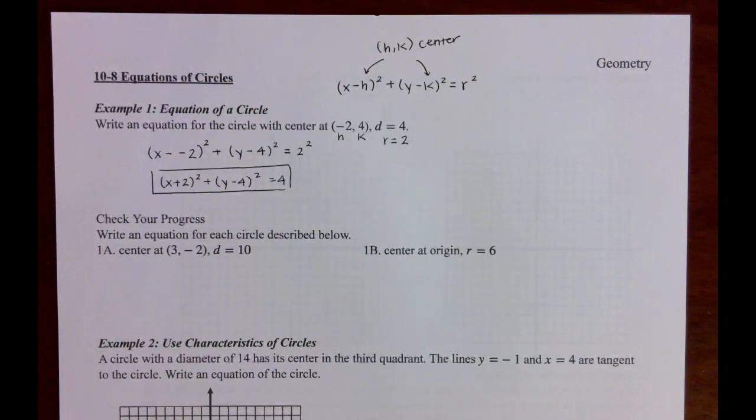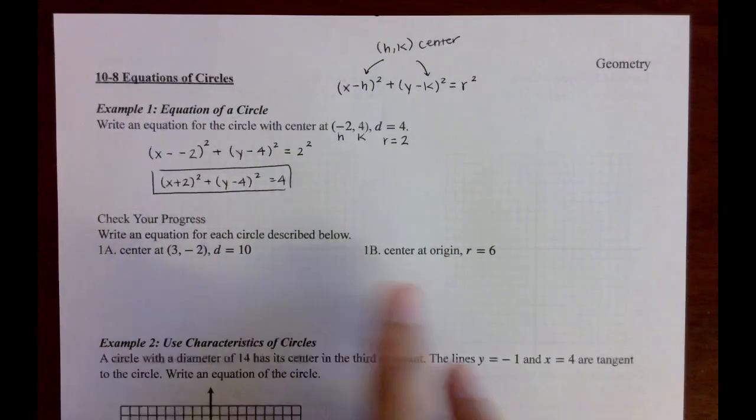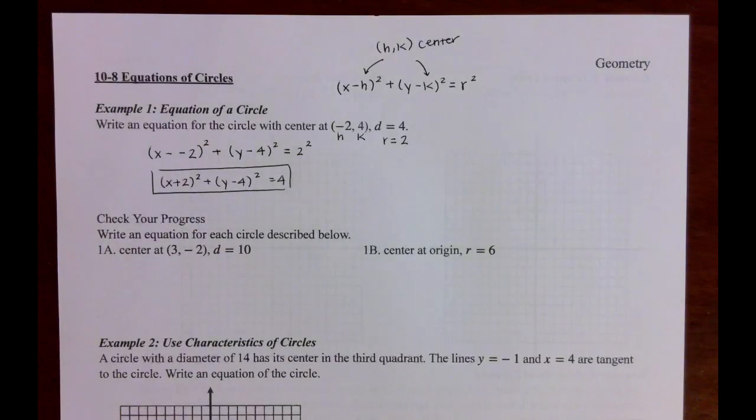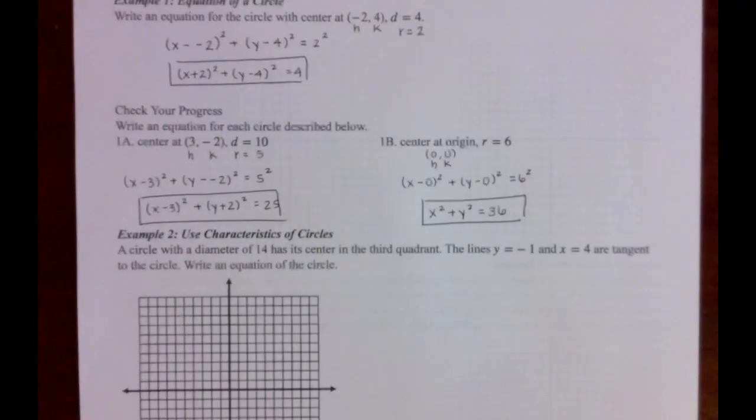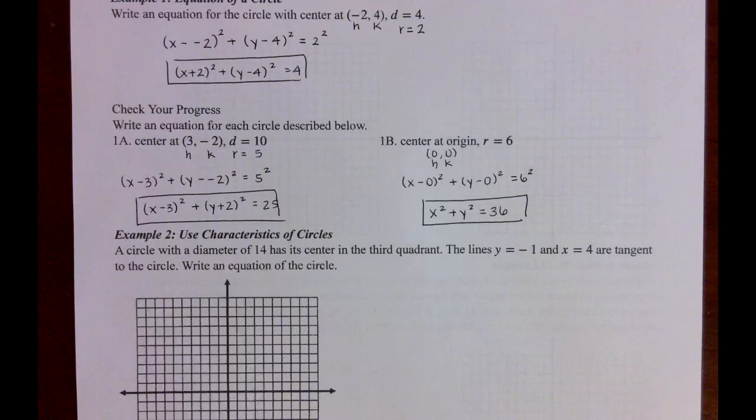Okay? So why don't you try CYP 1A and 1B and then come check your answer when you're done. Okay, so for 1A, you should have gotten the quantity (x minus 3) squared plus the quantity (y plus 2) squared equals 25. And for 1B, you should have gotten x squared plus y squared equals 36. If you got that right, you can move on to our next example. If not, here is your explanation.